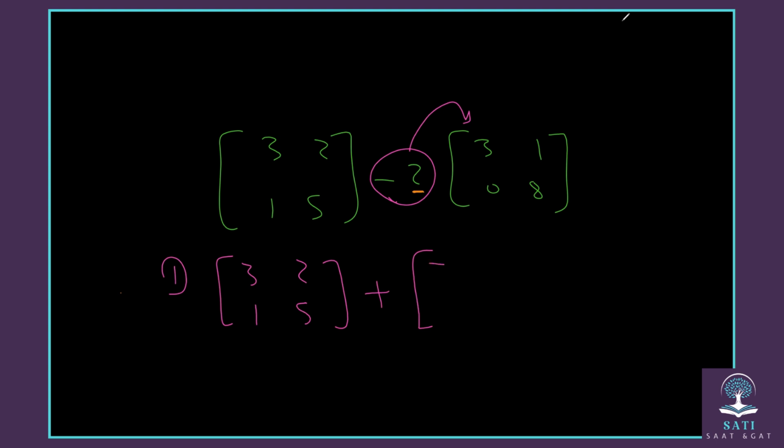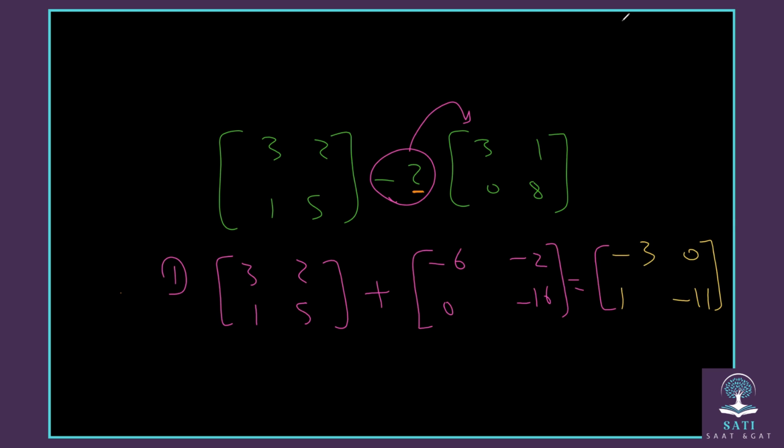Negative 2 times 3 is going to be negative 6. Negative 2 times 1 is negative 2. Negative 2 times 0, 0. Negative 2 times 8 is negative 16. Now it becomes addition, and I solve it as addition. 3 plus negative 6 is going to be negative 3. And 2 plus negative 2 is going to be 0. And 1 plus 0, 1. And here 5 plus negative 16 is negative 11. This is one way. Okay, is there another way?